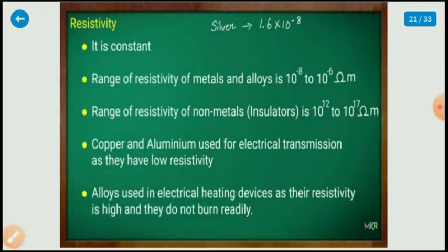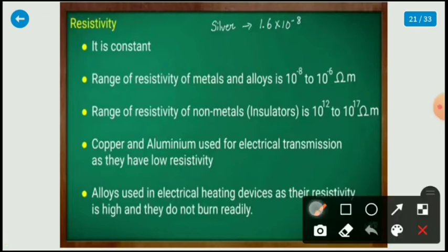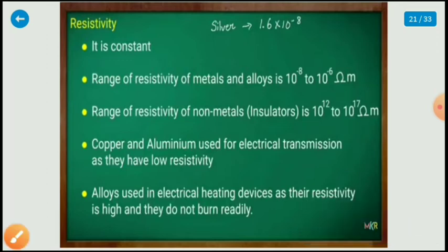Next, the range of resistivity in non-metals is 10 to the power of 12 to 10 to the power of 17. So we can see that in metals and alloys the resistivity is less. Copper and aluminum are used for electrical transmission as they have low resistivity. You are seeing that copper and aluminum wires are used to carry electric current.